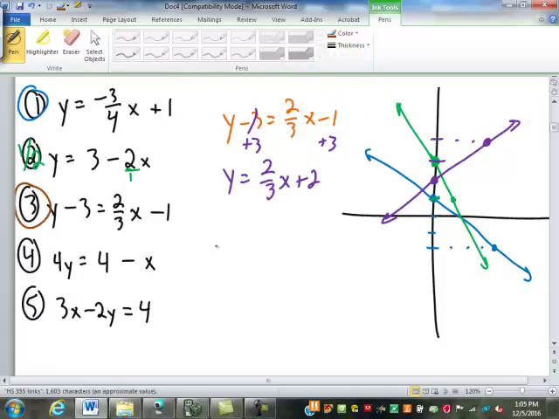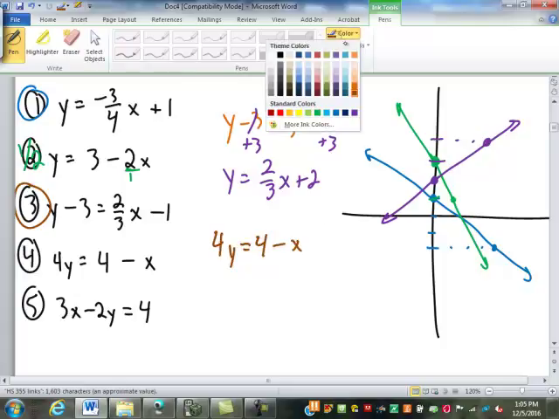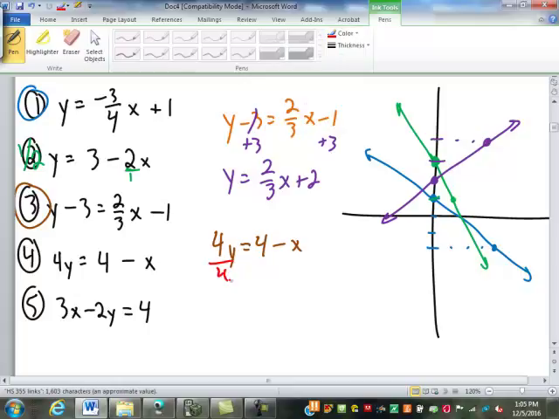And number 4. Divided by 4. So y equals 4 over 4, just 1, right? 1 minus 1/4 x. Okay, so where do we start? At positive 1, and from there we go down 1 and go up 4. Not familiar?